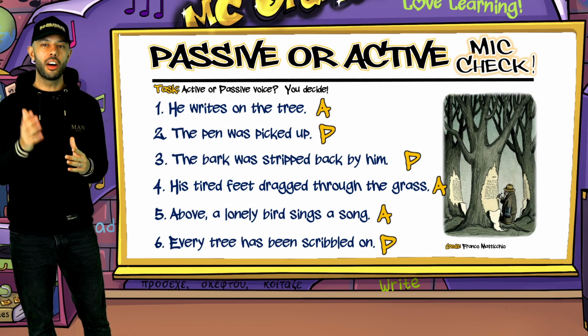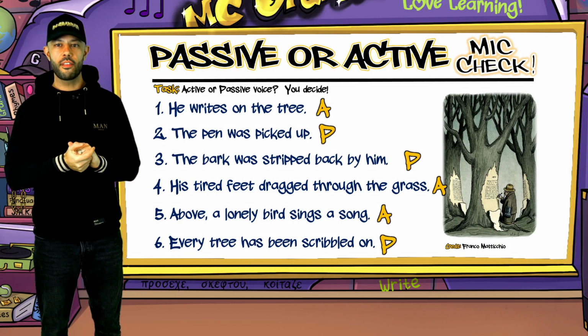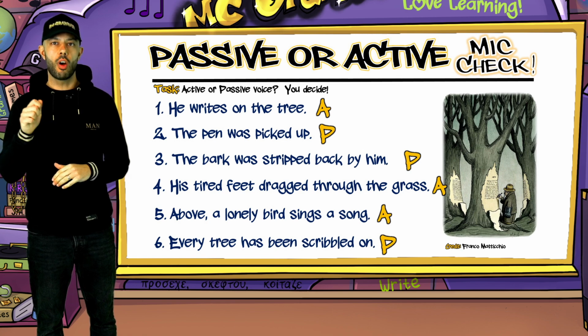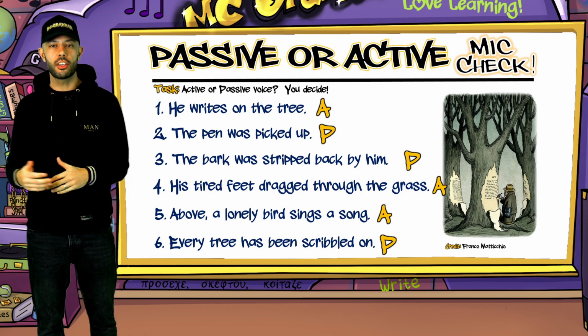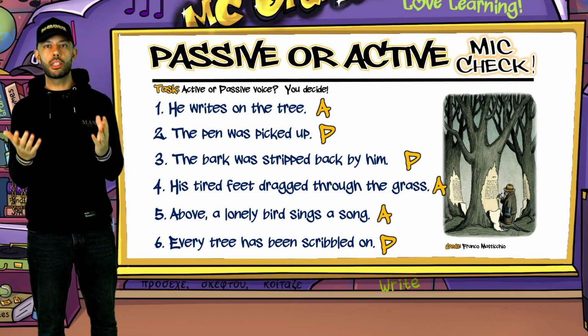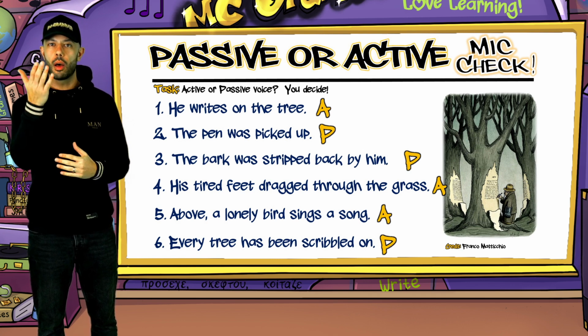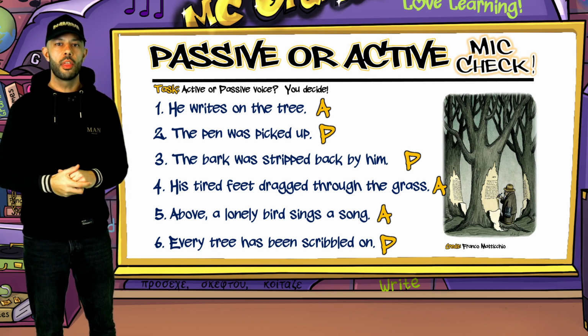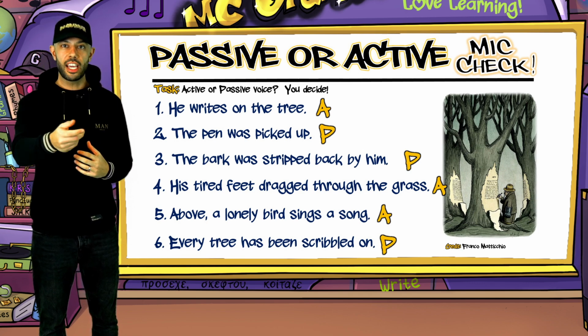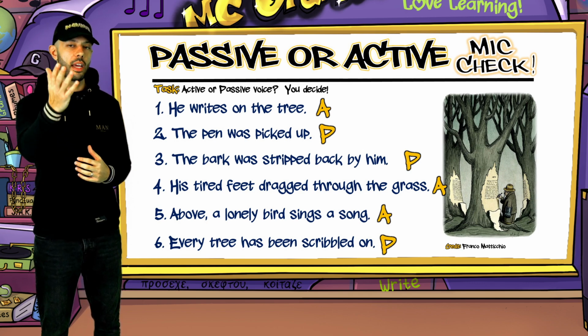And here are the answers. So the first one we have there, he writes on the tree. We've got the pronoun he, writes on the tree. The subject is performing the action, therefore it's an active sentence. The pen was picked up by who? It's a mystery. That's our passive there, remember the clue earlier. The bark was stripped back by him. So he was the person performing the action. He's at the end of the sentence, which makes it a passive sentence.